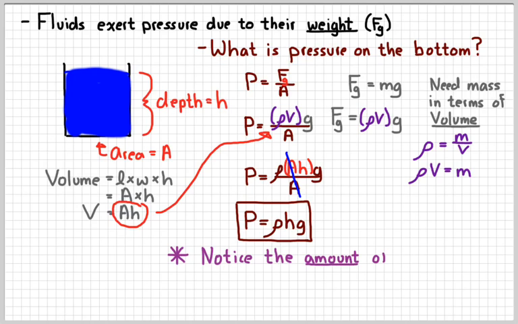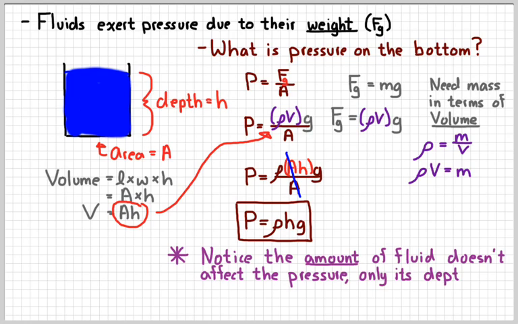Notice in that equation that the area of the beaker canceled out. The pressure is only affected by the depth of the liquid, or the fluid in general, not the amount. And so if you have a tall, thin beaker of water versus a short, wide beaker of water, the pressure is going to be greater in the tall beaker of water because the depth is greater. So that's the only thing that affects the pressure: how deep you go.